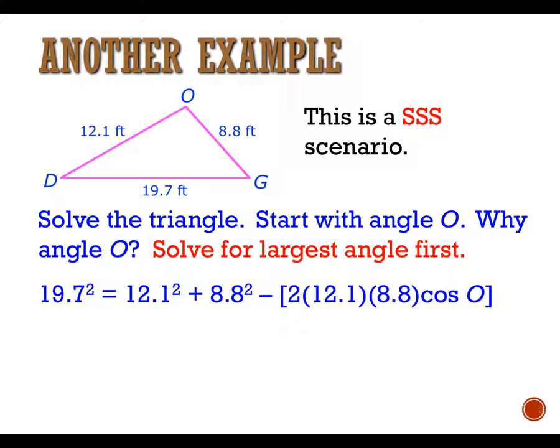So now we know angle O, and we want to solve the triangle. So I want to find angle D or angle G. Which angle will I do next? Angle G. Why? Because it's the next largest. Next largest, so we're gonna go from largest to smallest. Okay, so I got that, then I got that, good. You rounded better than me, I'm done.